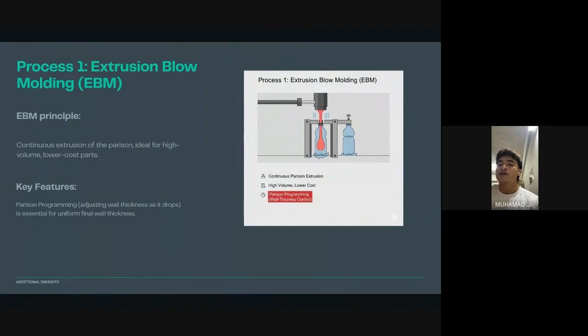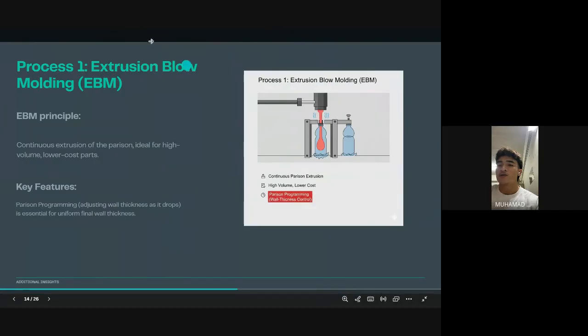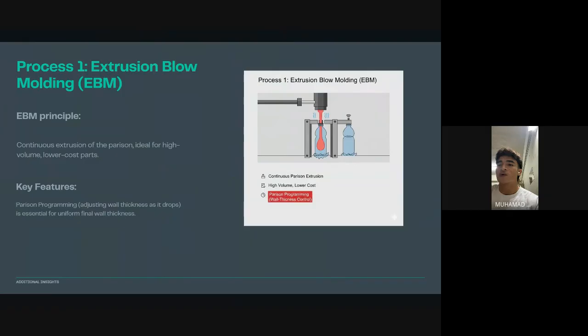A crucial engineering consideration here is parison programming. Since gravity pulls the parison down, the bottom section tends to be thinner. Machines use special controllers to dynamically adjust the plastic flow to ensure a more uniform wall thickness across the final product. Next.